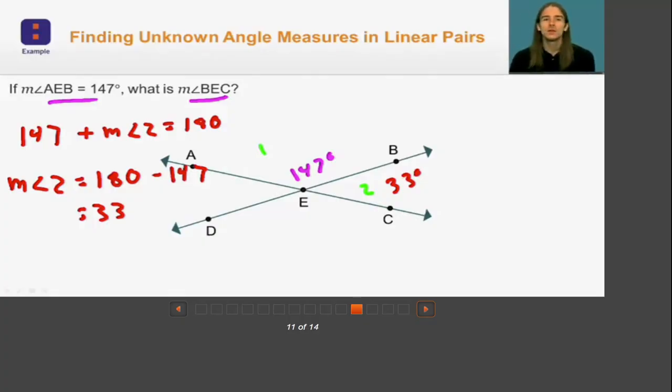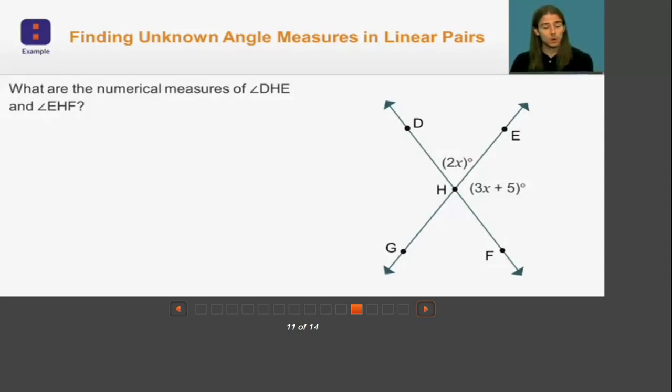Let's see how we could use this type of reasoning to solve a more complicated problem. Here, we're given a linear pair, right here, DHE and EHF, and we're asked to find their numerical measures. The thing is that their measures are given in terms of expressions involving an unknown variable x.